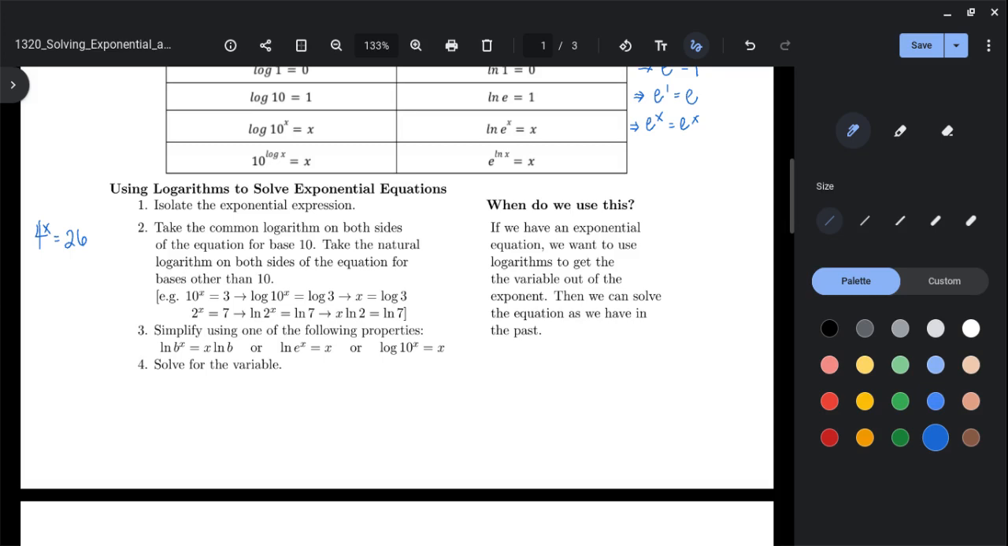So first thing is, in order to use these steps, we need to understand what types of equations we're looking for. This is going to be used if we have an exponential equation, so there's no log or natural log written anywhere in our equation, and we want to use logarithms to get the variable out of the exponent. Then we can solve the equation as we have in the past with our linear and quadratic and rational and other equations that we've talked about in the past.